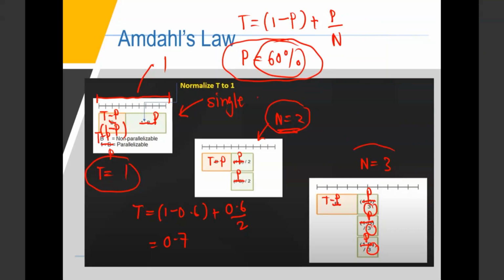When you increase the processors to 3, now we're going to calculate T equals 1 minus 0.6, still the same, plus 0.6 divided by 3. Then after that, you will get 0.4 plus 0.2, you will get 0.6. And now you can see here.